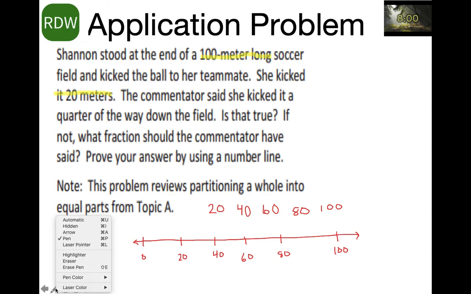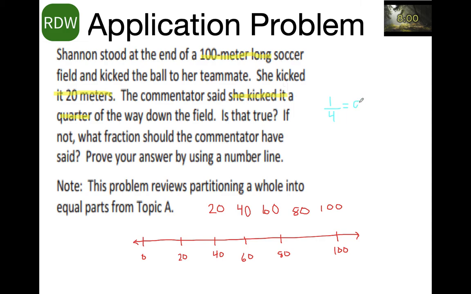Now, one of the things that the commentator says is that she kicked it a quarter of the way down the field. And it's asking you, is that true? Now, what is a quarter? If you think about how many quarters you need to make $1, a quarter is 1/4. 1 quarter is 1/4 of $1. You need 4 quarters to make $1. So 1/4 is a quarter.